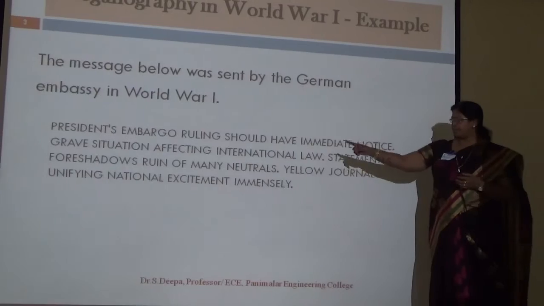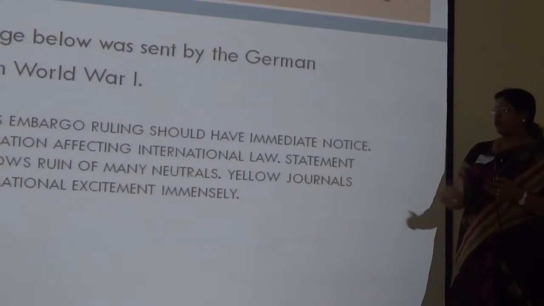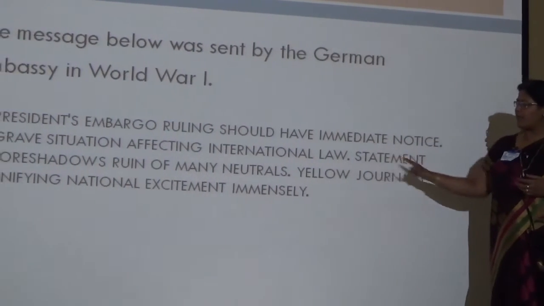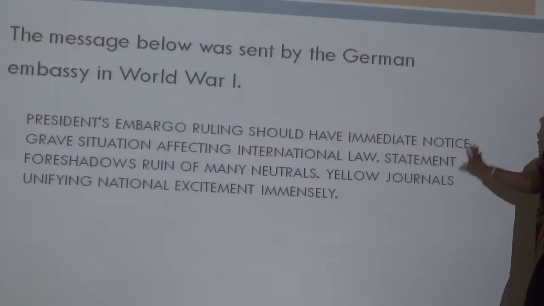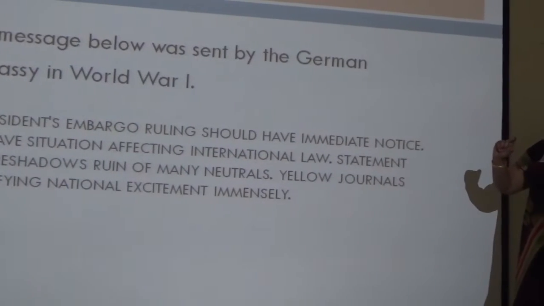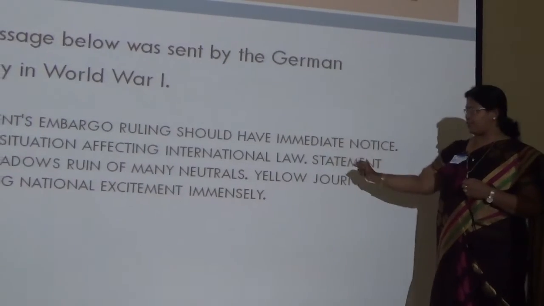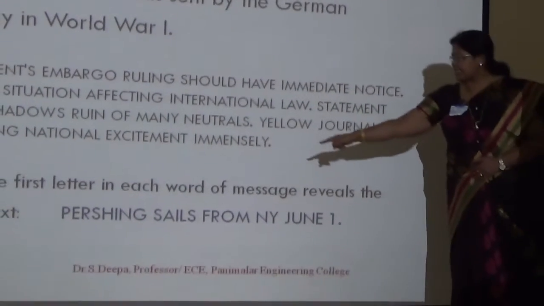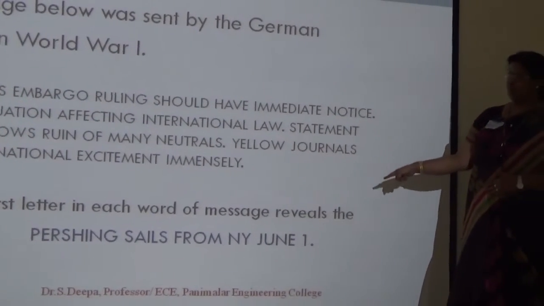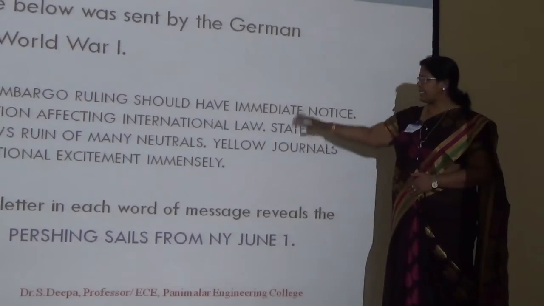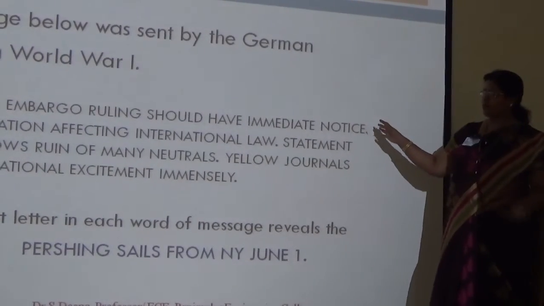You see a text here. This was a text sent by the German embassy during World War I. When you just go through this text, we don't find any hidden message in it. But actually these 4 sentences contain a hidden text. You only have to take the first letter from each and every word in the text. When you do it, you will get this message: Pershing sails from New York, June 1. So this hidden message is hidden inside this text. This is one example where steganography is used.